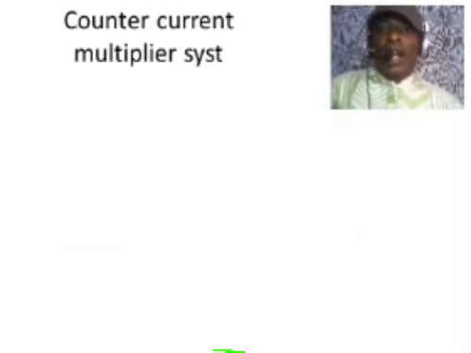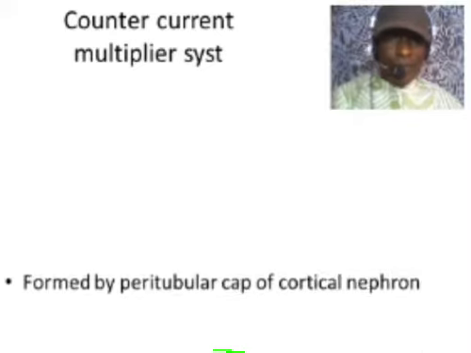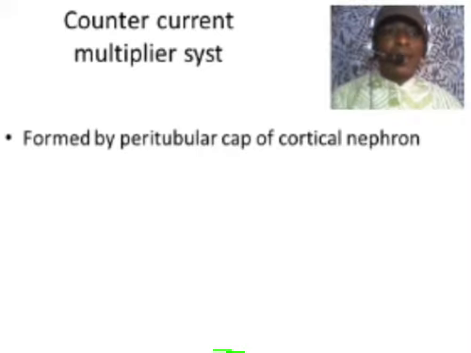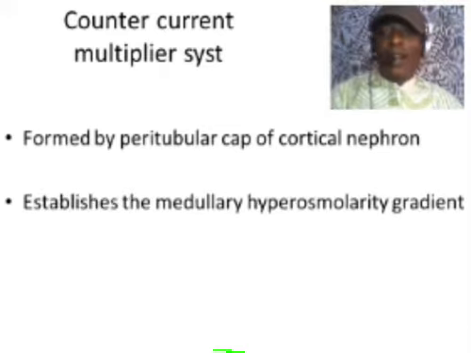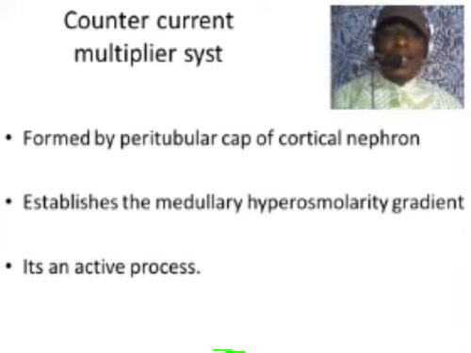Good. Let's look at the countercurrent multiplier system. The countercurrent multiplier system is formed by the loop of Henle of the cortical nephron. Take notes. Actually, this system establishes the medullary hyperosmolarity gradient, also known as the cortical medullary hyperosmolarity gradient. Alright, it is an active process.